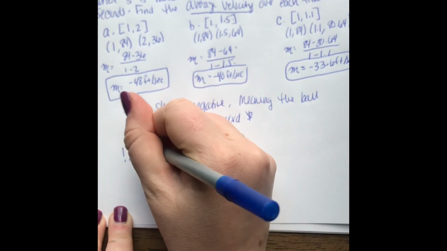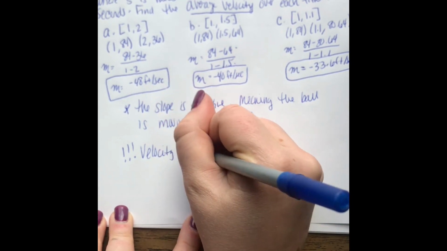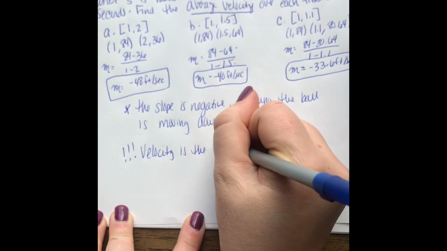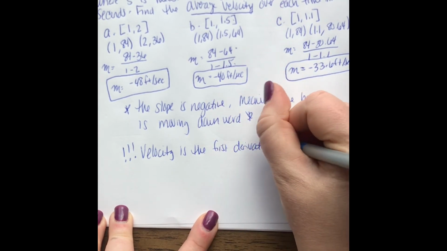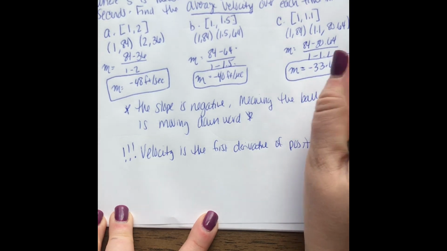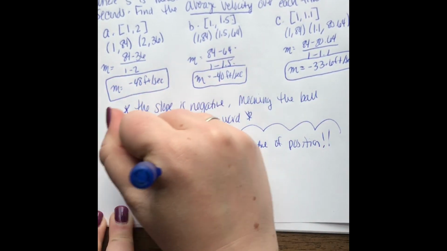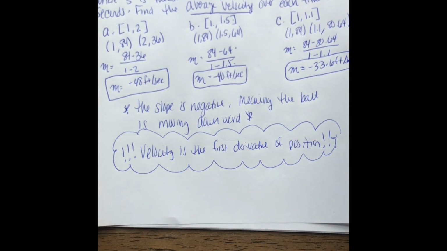Awesome. Next thing that we're going to really need to remember, I'm going to start our exclamation point. Velocity is the first derivative of position. I'm going to bubble it. All right, awesome. Velocity is the first derivative of position. This is super, super important for us to figure out instantaneous velocity.